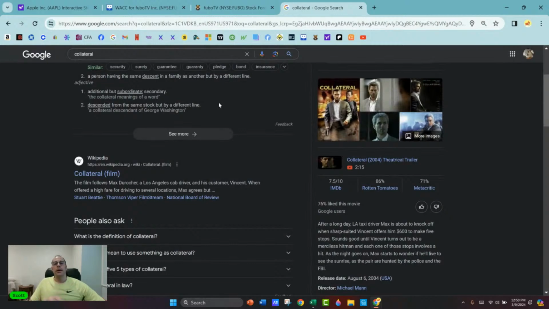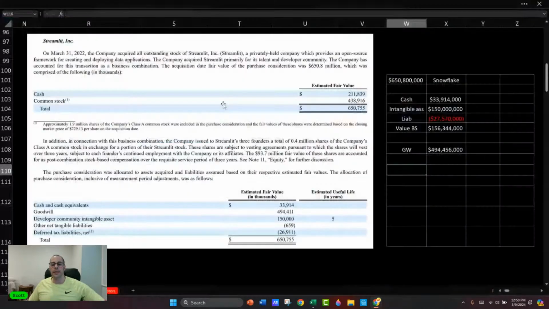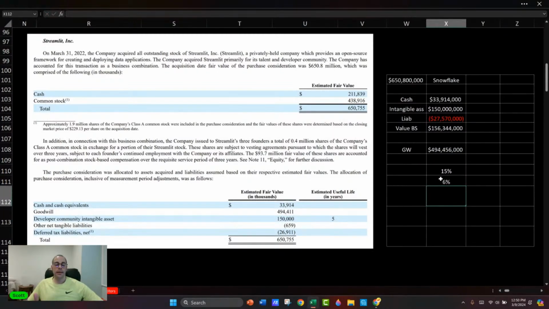And secured loans carry lower interest rates. Like a credit card has a higher interest rate because it's unsecured. So that's why credit cards are like 15%, and a mortgage is like 6%, because a mortgage loan is less risky, because there is something they can take if you don't pay.